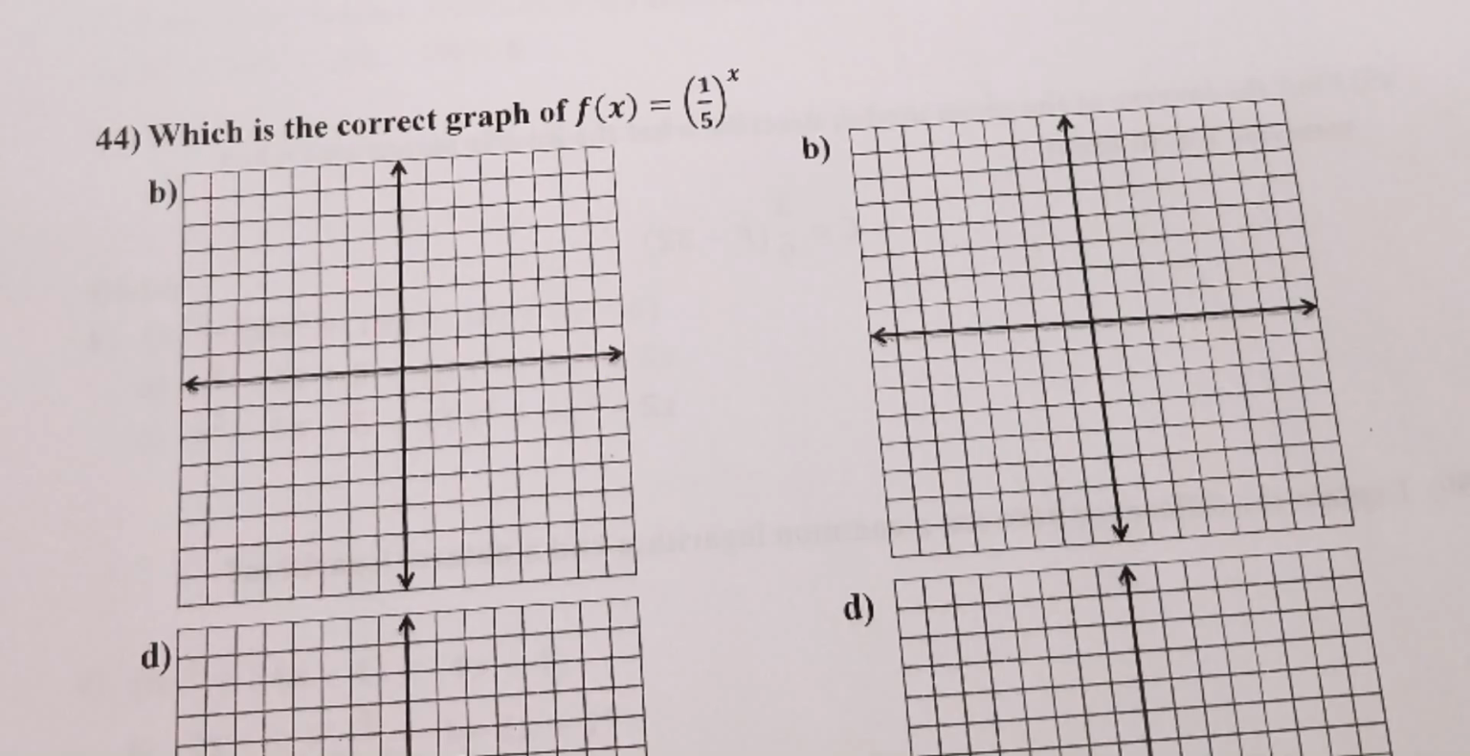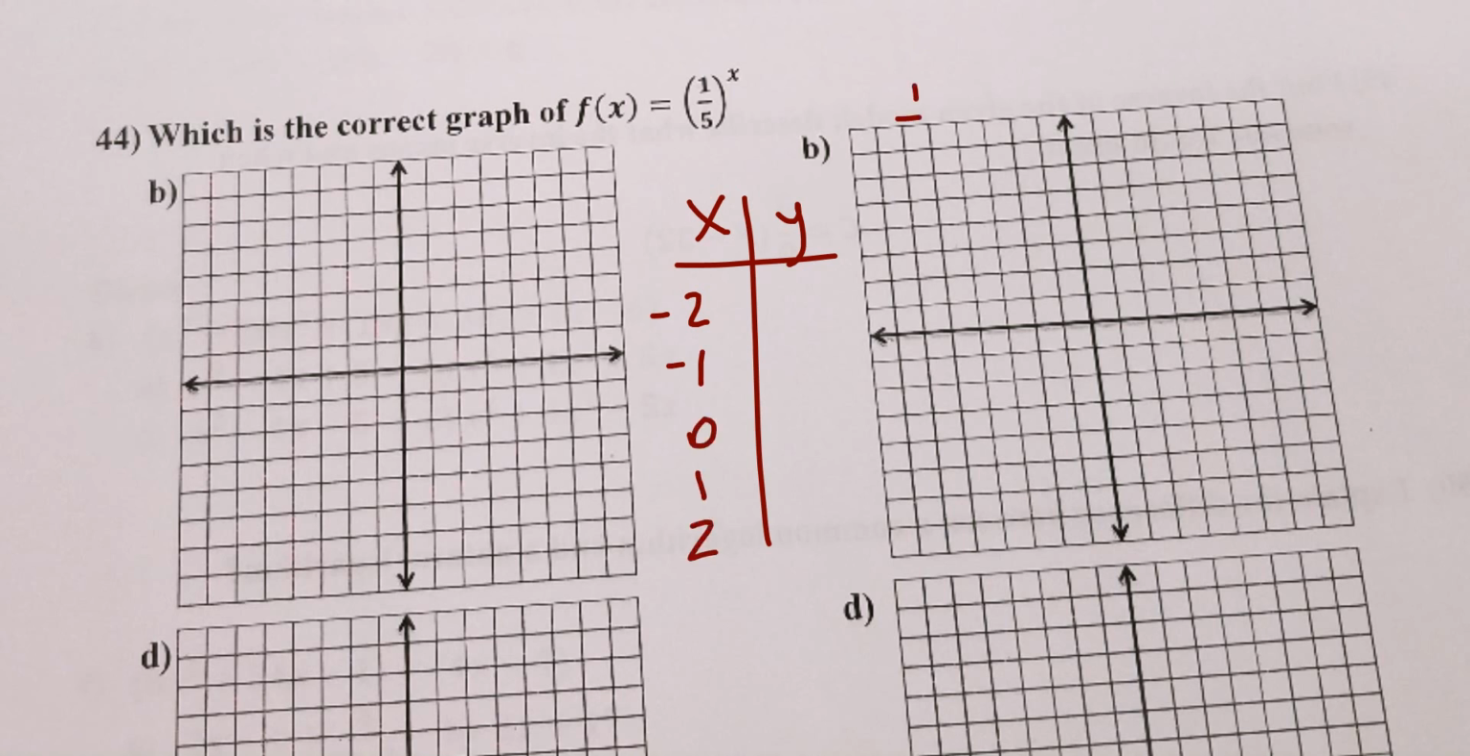Alright, 44, once again, will be multiple choice on your post test. Just going to make an XY chart here. I'm going to put negative 2, negative 1, 0, 1, and 2. I'm going to say 1/5 to the negative second power.